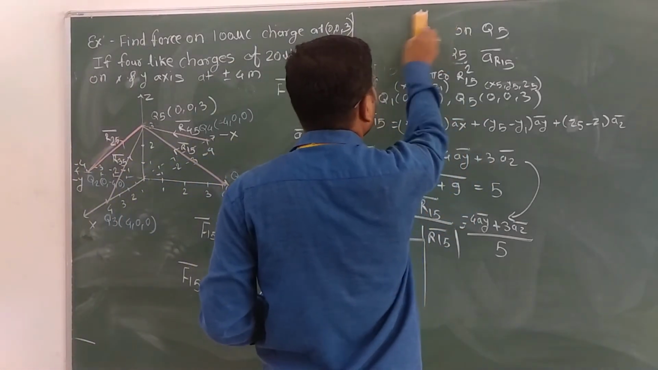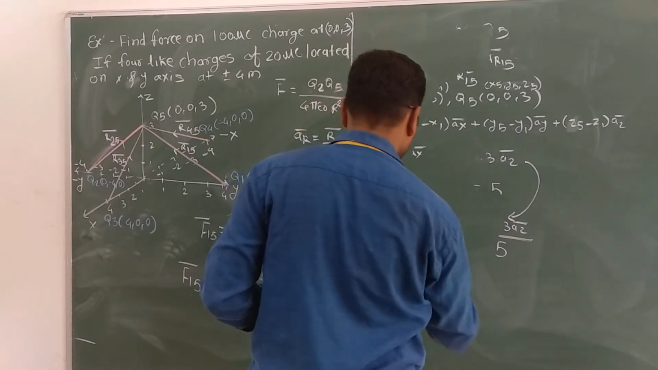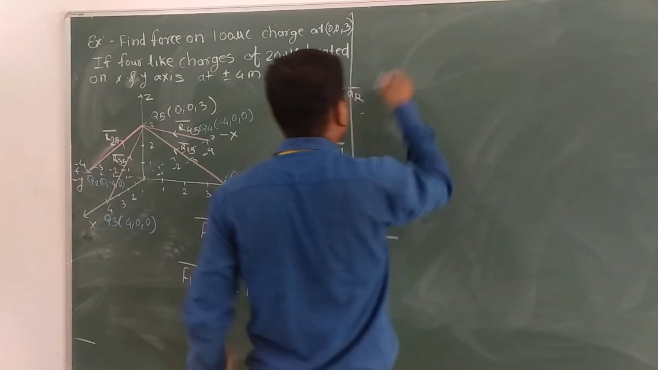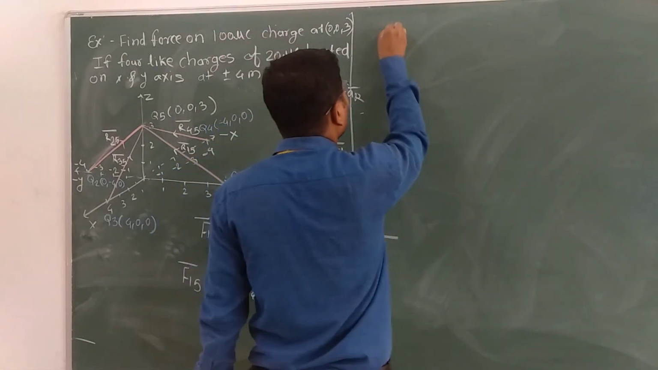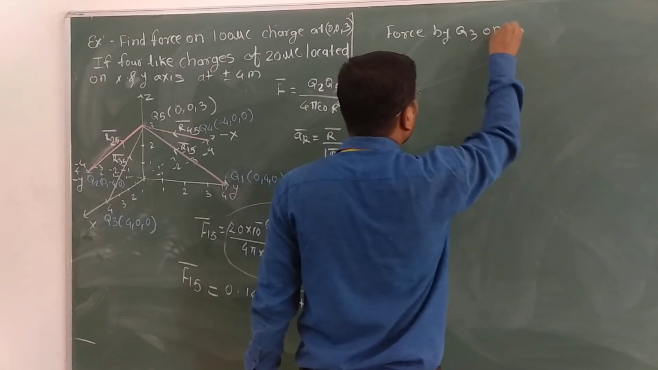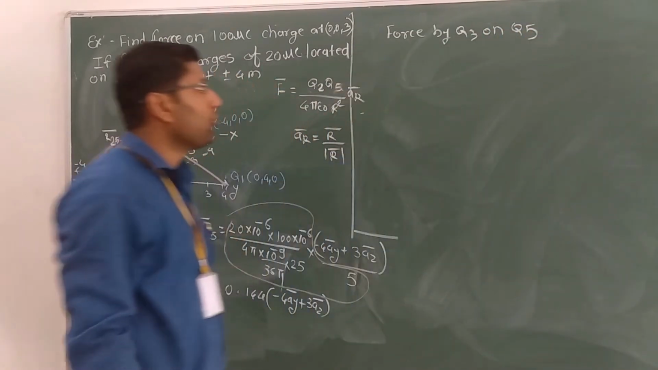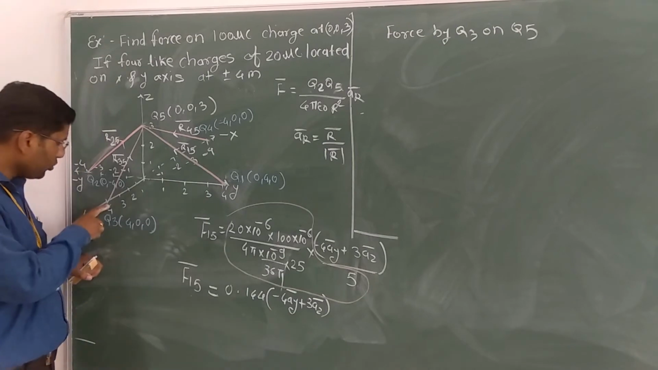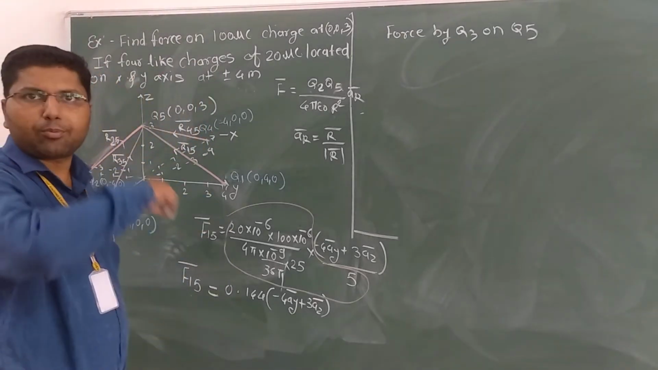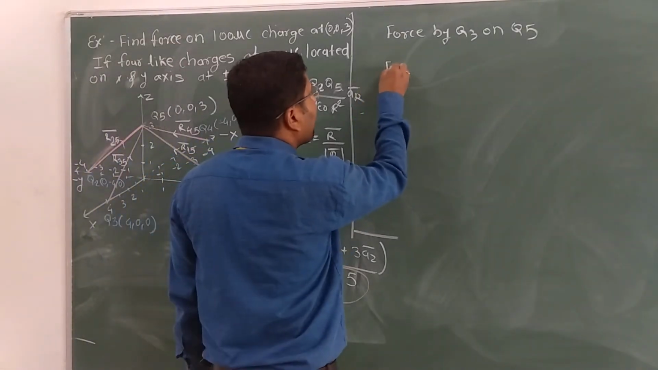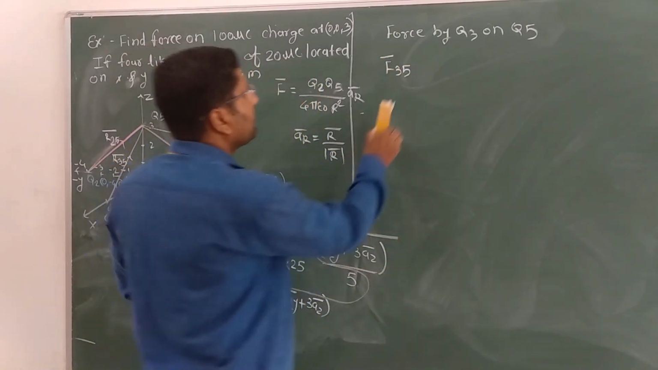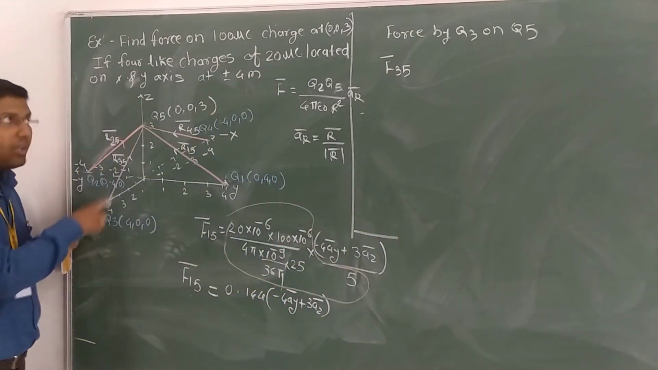I will erase this. Force by charge Q3 on Q5. You have to find out the force by charge Q3 on Q5. So how to find it out? We know the procedure now. So what is the equation of force? Force F35, sorry, force by charge number 3 on the 5.